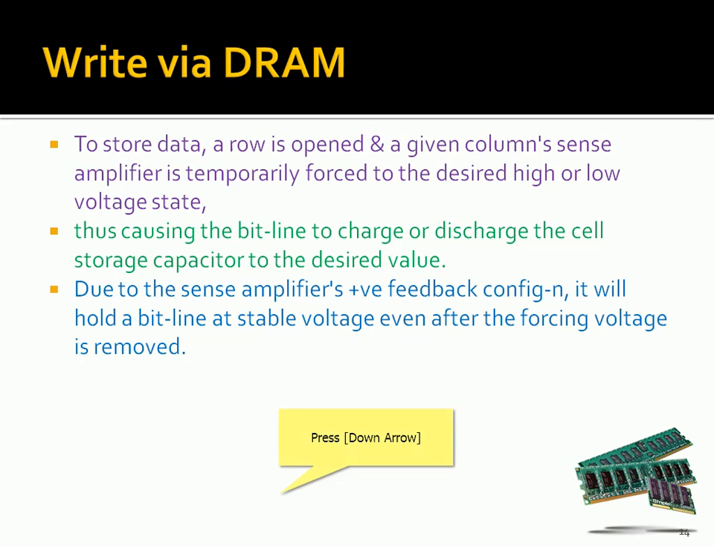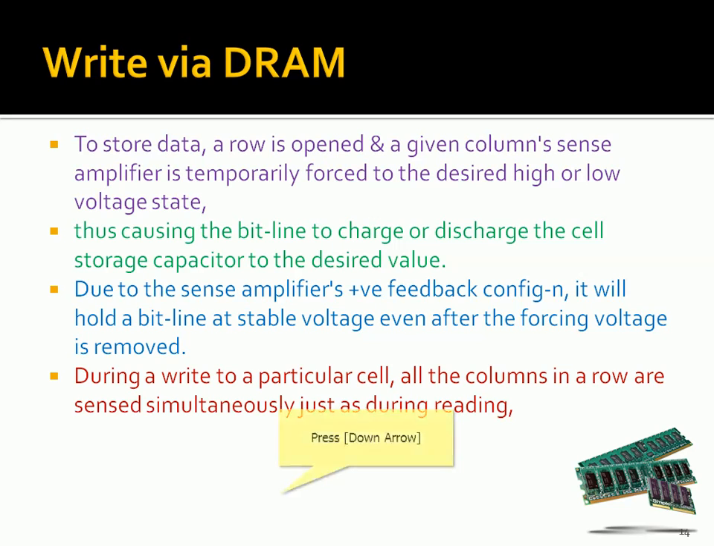Due to the sense amplifier positive feedback, the sense amplifier provides feedback in a positive feedback configuration. It will hold a bit line at a stable voltage, that is, enough voltage will be maintained even after the forcing voltage is removed, right? So the essential voltage will be maintained, and it will start losing.